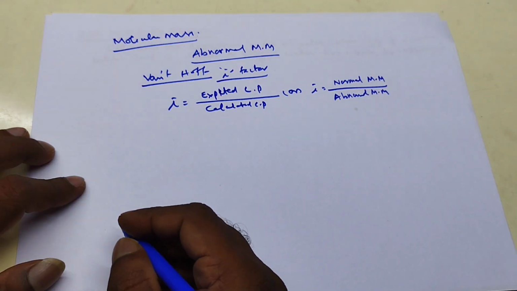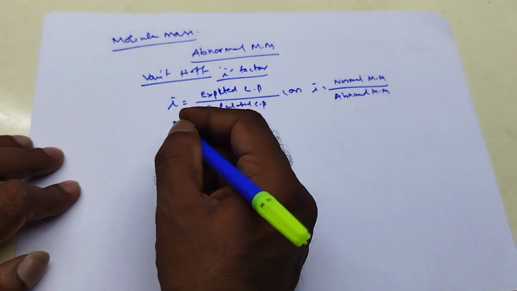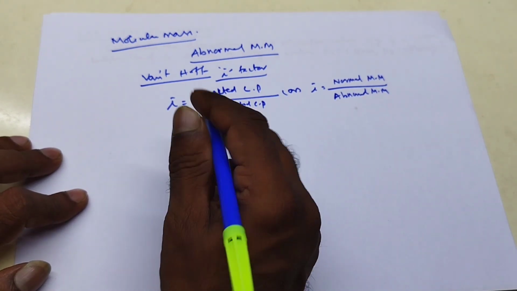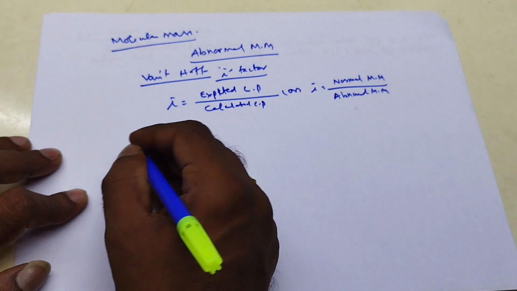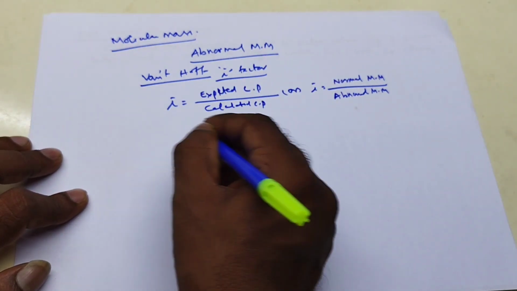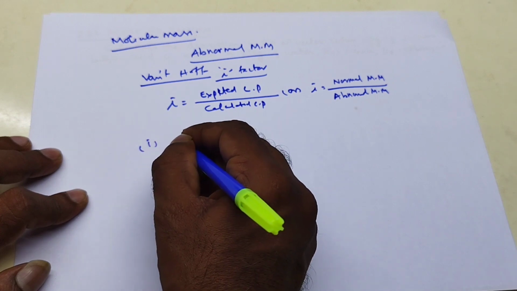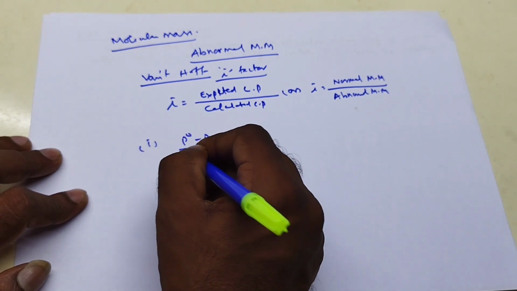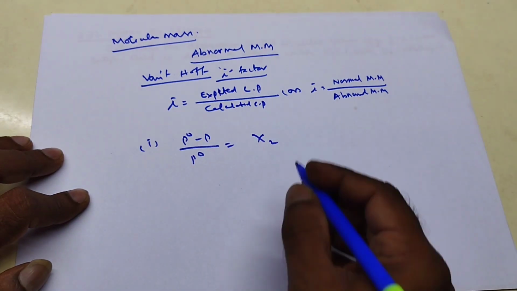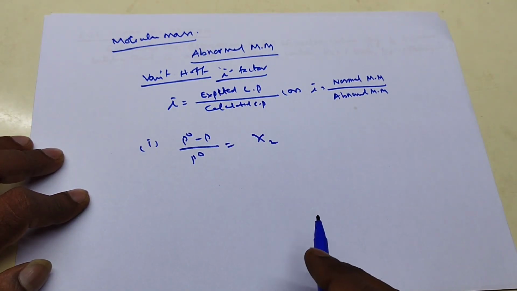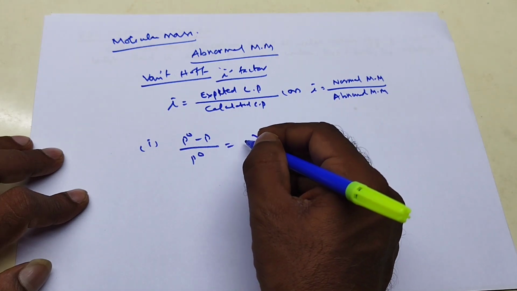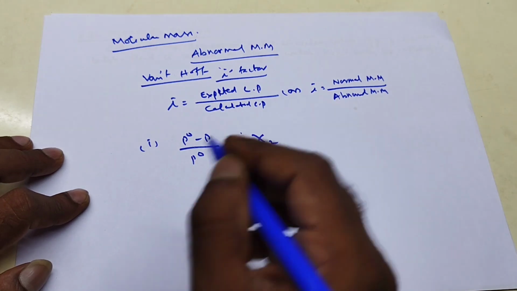Suppose the substance undergoes either association or dissociation. In that case we have to modify the previous expressions for the colligative properties. How can we modify them? For lowering of vapor pressure, P naught minus P by P naught is equal to chi2. We have written this relation for lowering of vapor pressure. If it is an abnormal molecular mass, you have to introduce a factor called i.